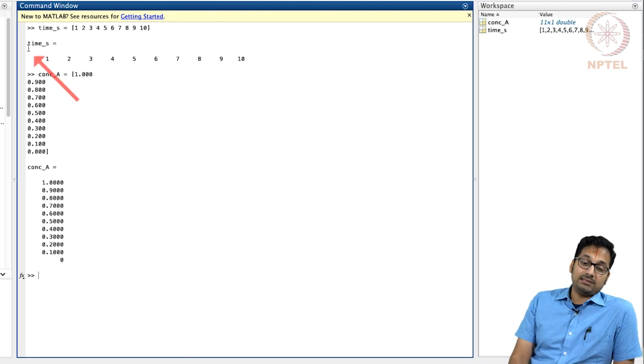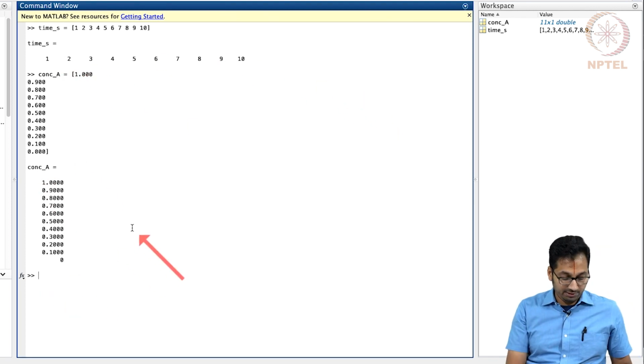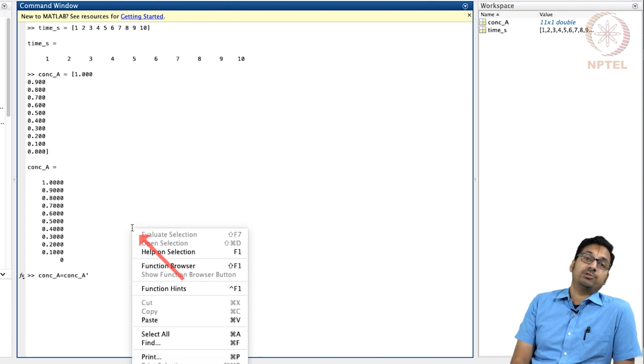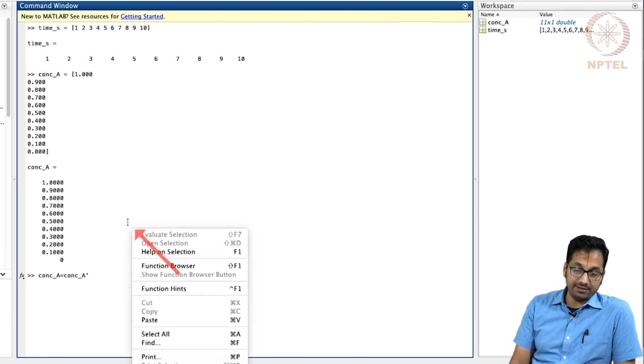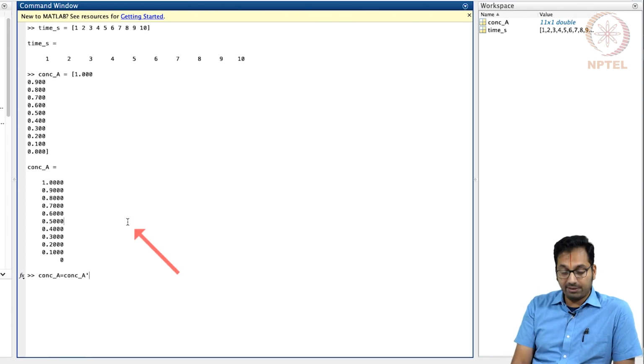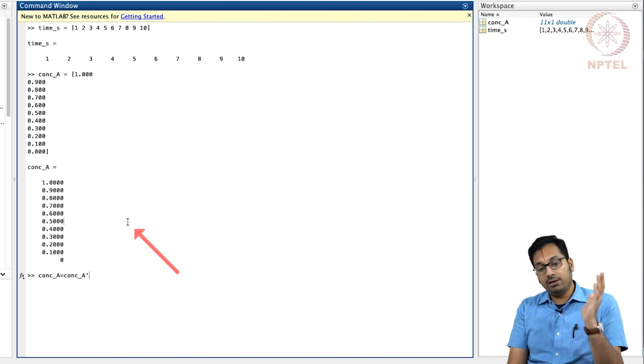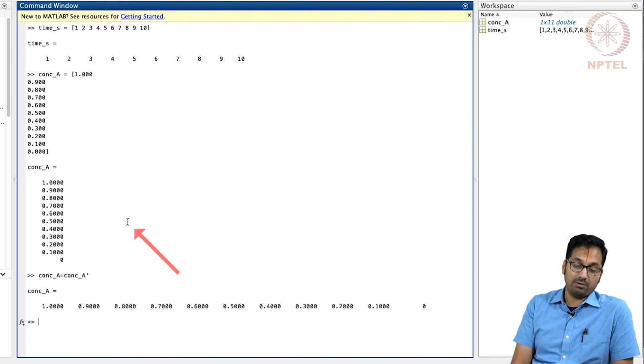What you are able to realize here is that the time is a row vector while the concentration of A is a column vector. So one can always convert one into the other by using a transpose, which I am sure you would have learned with basic matrices. If you take a transpose of a row matrix, it becomes a column matrix. If you take a transpose of a column matrix, it becomes a row matrix.